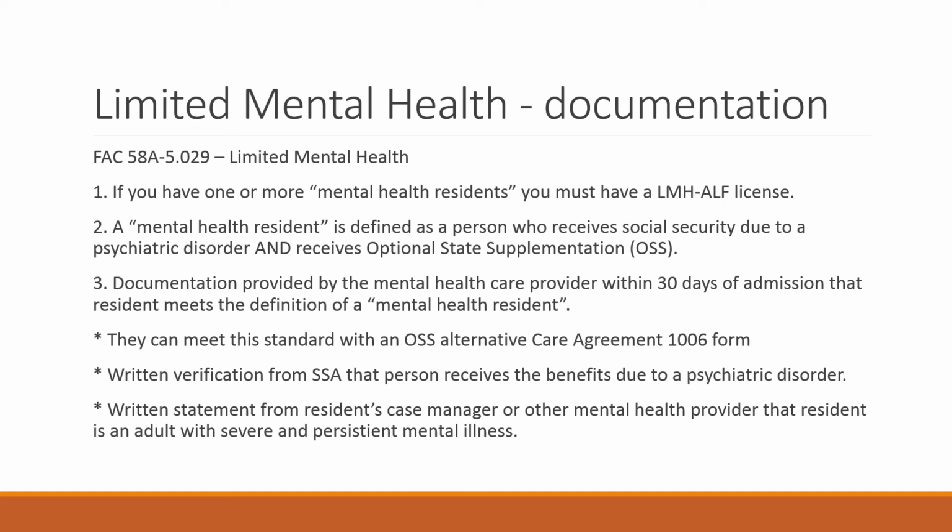So they can meet this standard within that 30 days with a signed alternative care agreement 1006 form, written verification from Social Security the person receives benefits due to a psychiatric disorder, or a written statement from the resident's case manager or other mental health provider that the resident is an adult with severe and persistent mental illness. There are a number of ways to comply with this requirement, but again, this requirement has to be met within 30 days of admission to the facility.